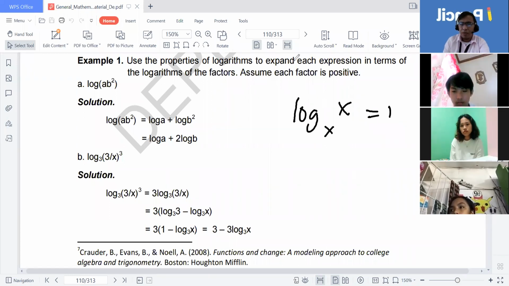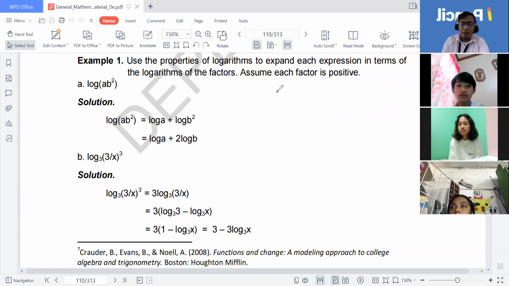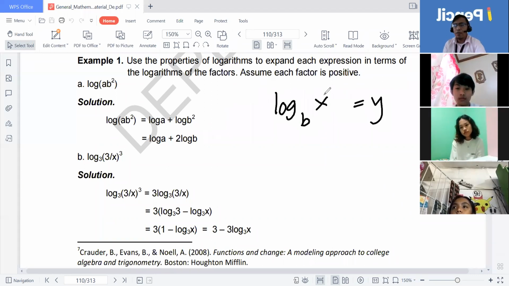You know how to convert logarithmic to exponential, right? Do you know it already? Logarithmic to exponential? Let us go back to it. If you have log of x base b equal to y, how can we convert that into exponential? Anyone?